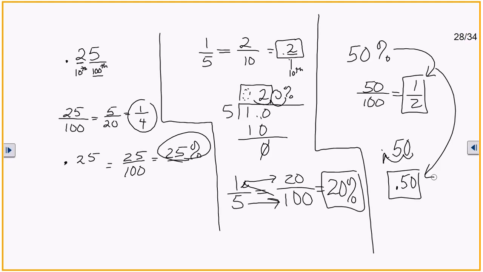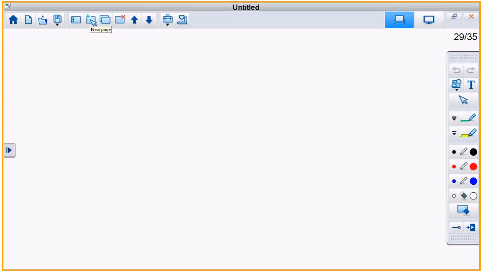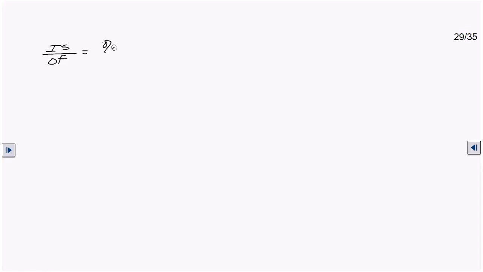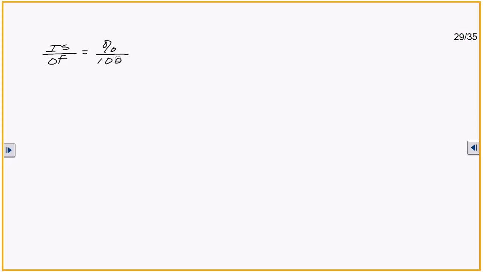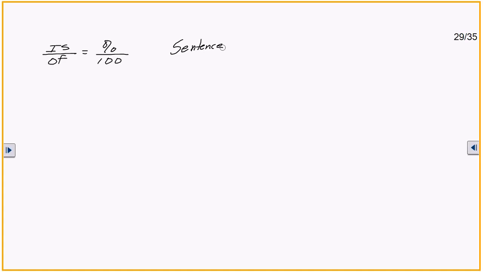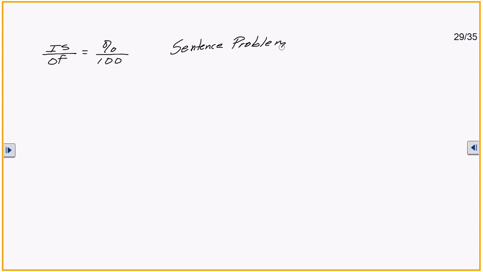Well, there's 2 types of problems you use with fractions and decimals for right now. One is called is of percent over 100. Okay, when do you use that? Well, I tell students whenever you're given a sentence problem, that's when you usually use is of percent over 100. What's a sentence problem? Well, I'm going to show you that in just a minute.